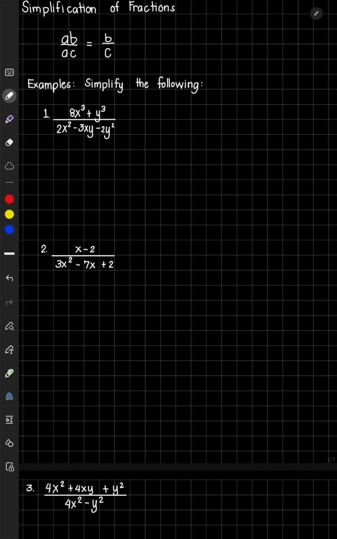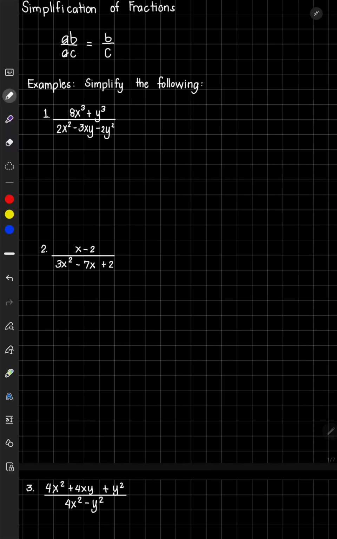So for the simplification of fractions, if we see a rational expression, we have to find the common factors. We have to find the factors for the numerator and the denominator. If they have a common factor, we can cancel it out, like our example here. We have a multiplied by b divided by a multiplied by c. They have a common factor, a. We can cancel that out, and we will have the simplification of the fraction, simply b over c.